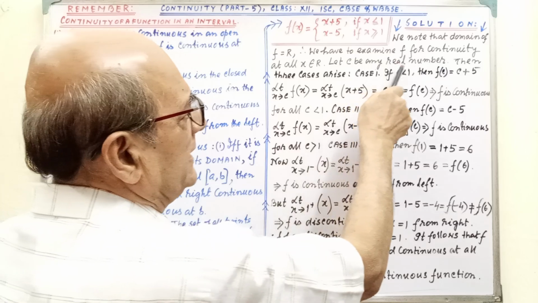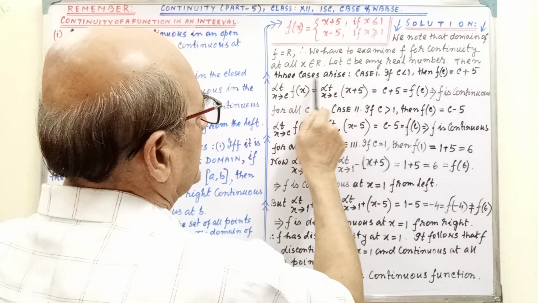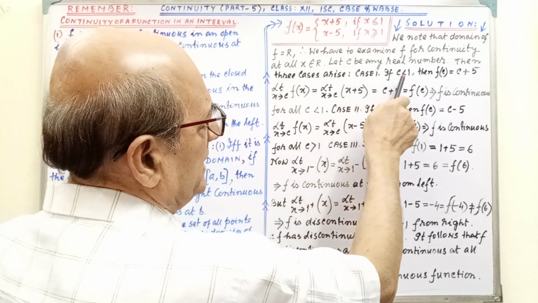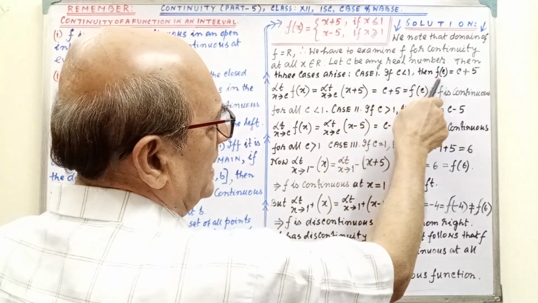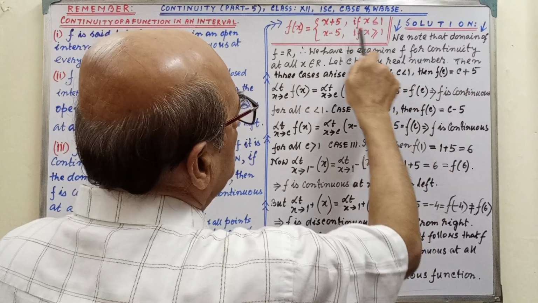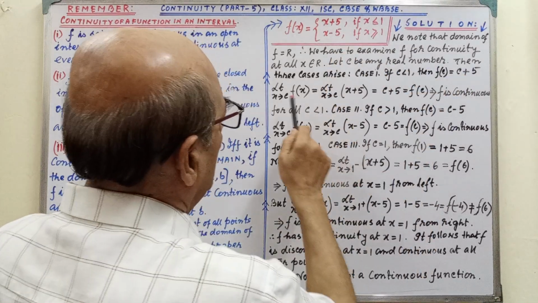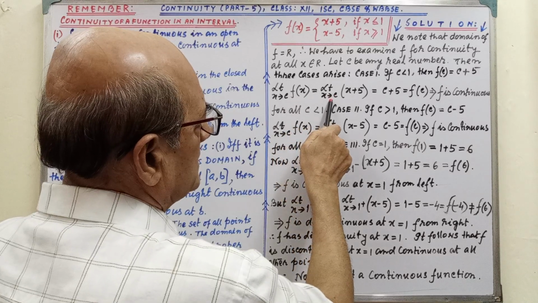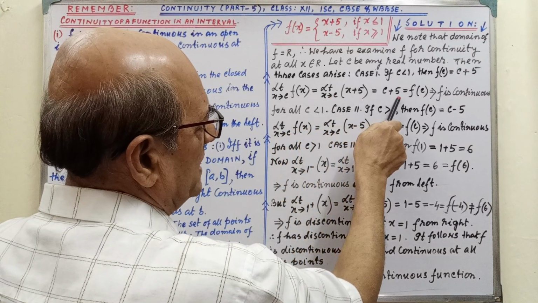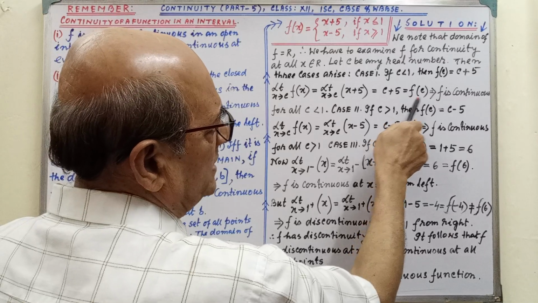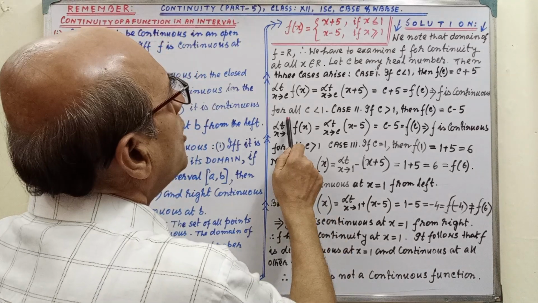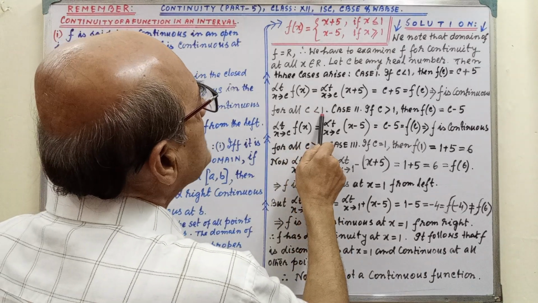Let c be any real number, then 3 cases arise. Case 1: if c is less than 1, then f(c) equals c plus 5. Limit x tends to c of f(x), that is x plus 5, equals c plus 5, that is equal to f(c). Implies f is continuous for all c less than 1.